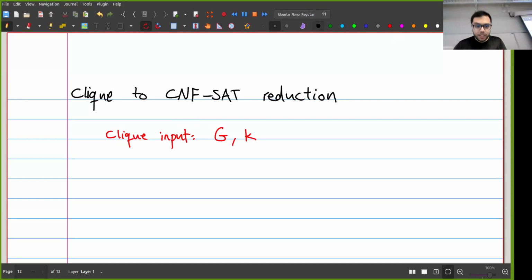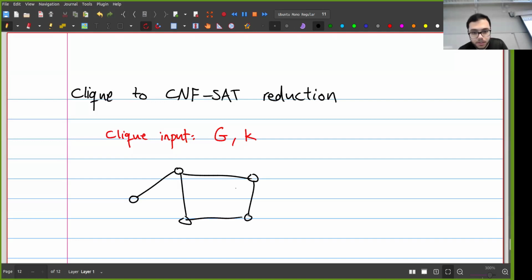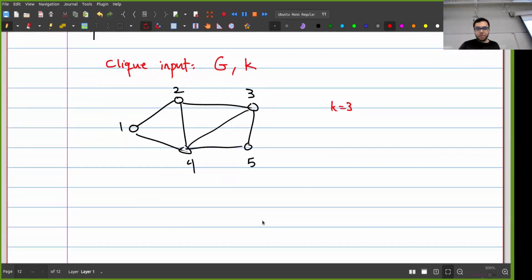Let me again do an example. Let's say this is my graph G. So I'm going to label my vertices. And just to make things easy, let's say that my K is 3. So I'm asking, does this graph have a triangle? Now, of course, as a human, you can just look at it and say yes. But of course, we care about the much bigger instances of this.